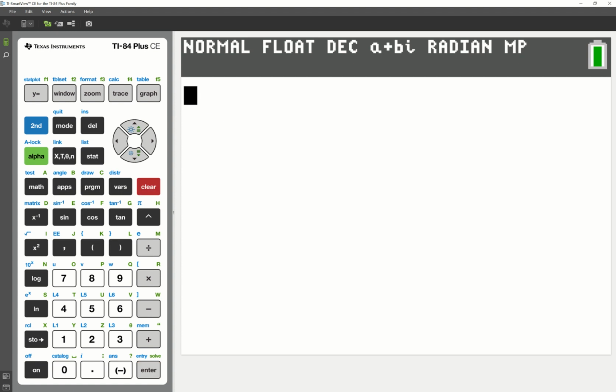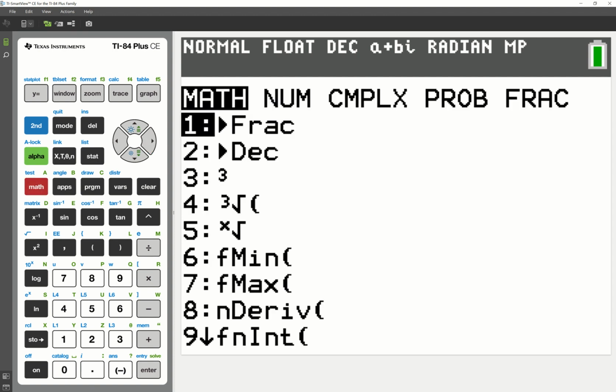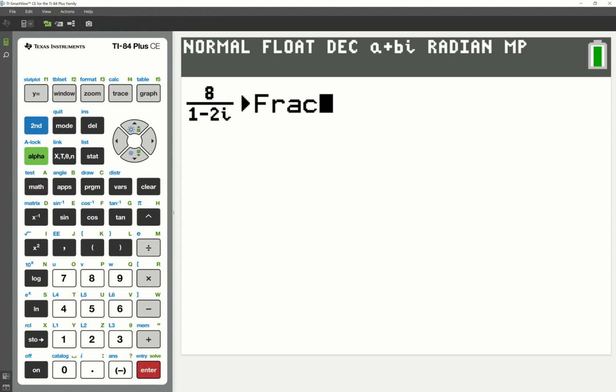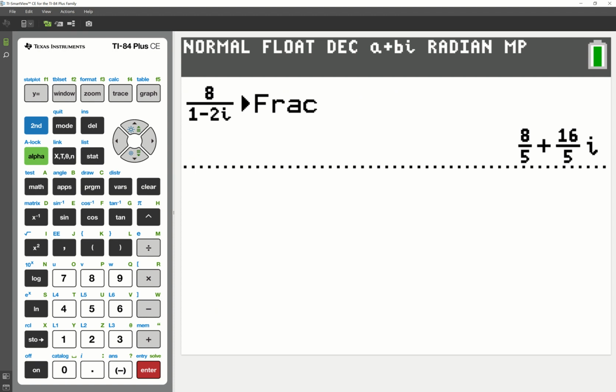So if we go to the calculator and type that in, we have an 8 on top, and then we have a 1 minus 2i on the bottom. If you were to press enter at this point, it's going to give you a decimal. So I'm going to try to keep my fractions in the mix by going off to the side and pressing the math button, which is right below alpha. You'll notice the first item in that list says arrow frac. That means maintain my fraction. So if I press enter on that, then it's going to give me this answer right here. It's going to give me 8 over 5 plus 16 over 5i.